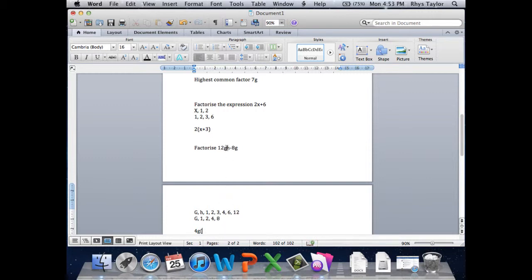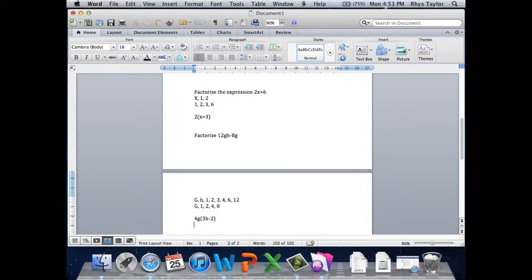Take out the 4G that's in here. Take the G out, that leaves us with the H. How many 4s in 12? Well, that's 3. So that's 3H there. Subtract. Take out the 4 in the 8. How many 4s in 8? That's 2. Take out the G. No G there anymore. That's it. That's how it's done. Watch this video as many times as you can to get that idea in your head. It will help.